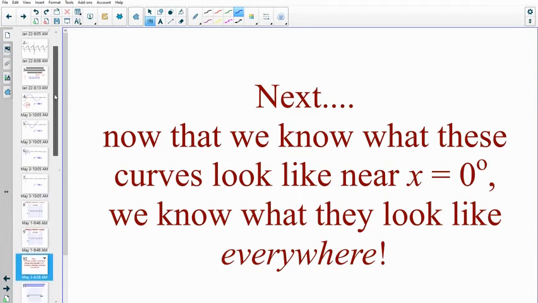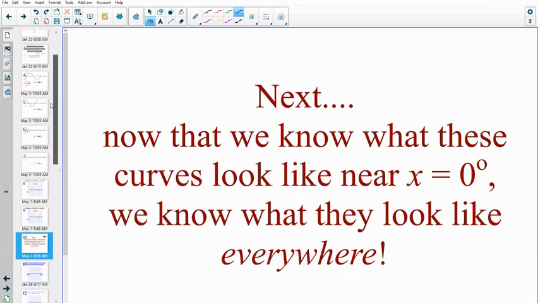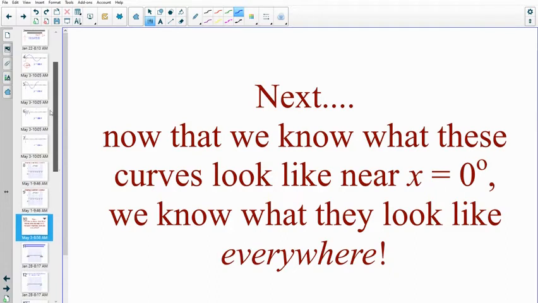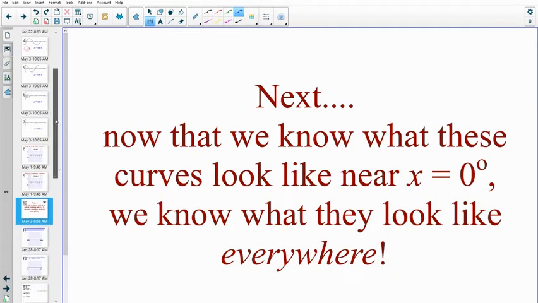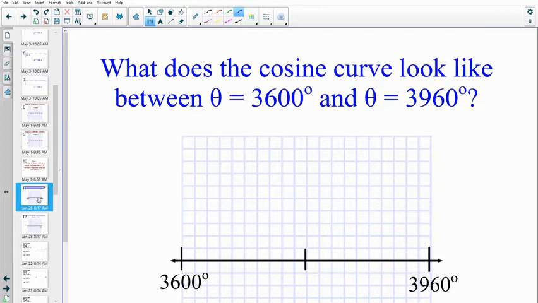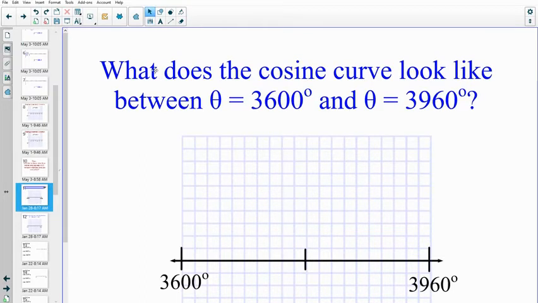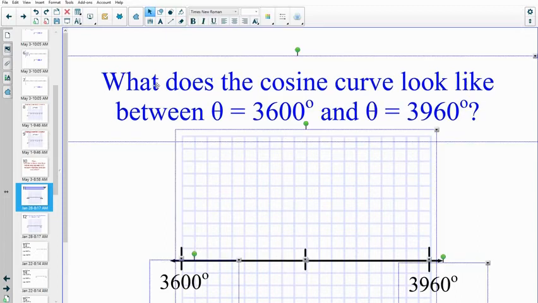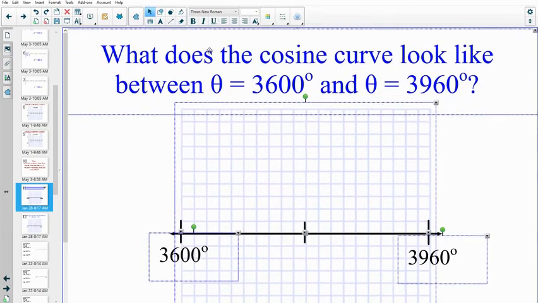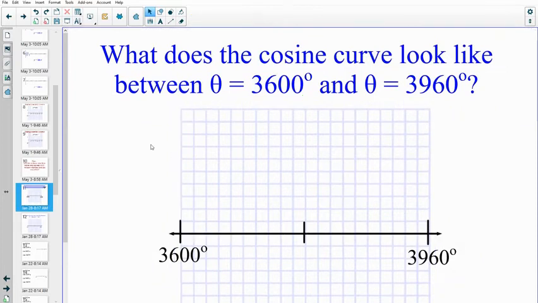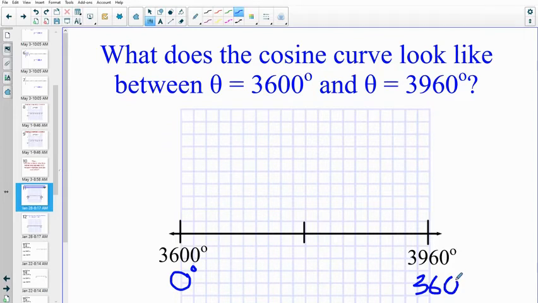All right, so at that point, we know what these curves look like around x equals 0. We're starting at x equals 0, but because they are periodic, we know what they look like everywhere. So if I wanted to think about what these graphs looked like between 3,600 degrees and 3,960 degrees, well, it's going to look exactly the same as it would look between 0 degrees and 360 degrees. Because 3,600 is 10 times 360.